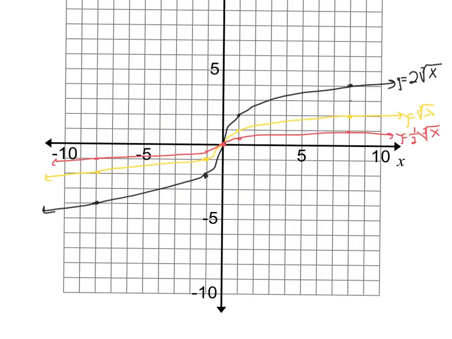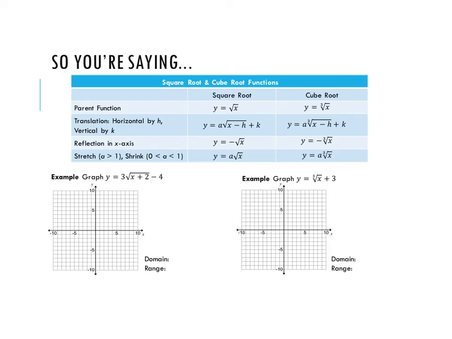So notice for g of x equals 1/2 the cube root of x, our graph got closer to the x-axis, so that is our vertical compression or shrink. Okay? So notice what we have here in the tables. We have our parent functions listed for square root and cube root. We have our translation, horizontal by h, vertical by k, and we have our essentially vertex forms-ish.